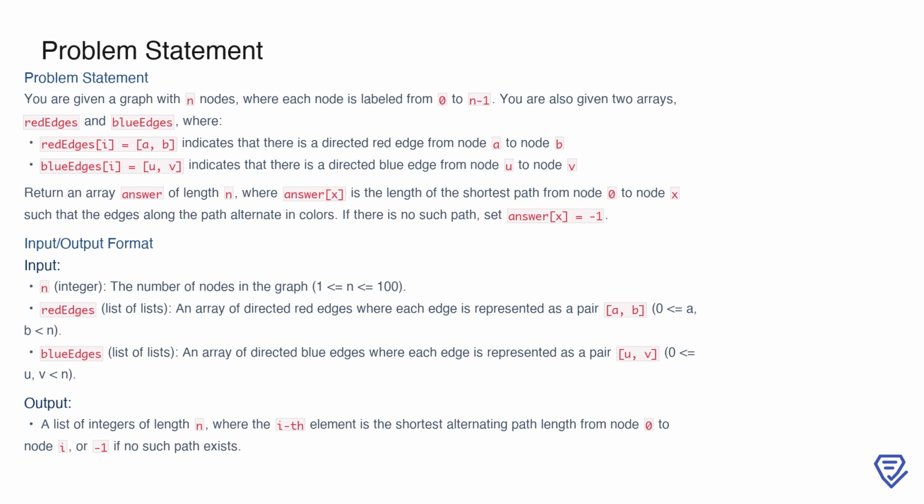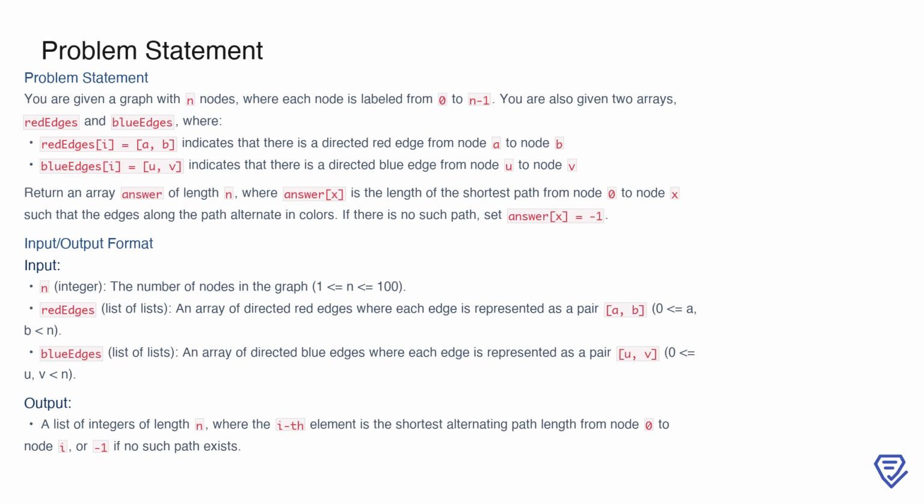Your task is to determine the shortest path from node 0 to every other node, such that the sequence of edges along the path alternates in color between red and blue. The result should be an array answer of length n, where answer[x] represents the length of the shortest alternating path to node x. If no such path exists, the value for that node should be -1.